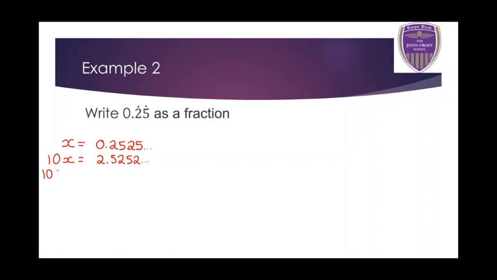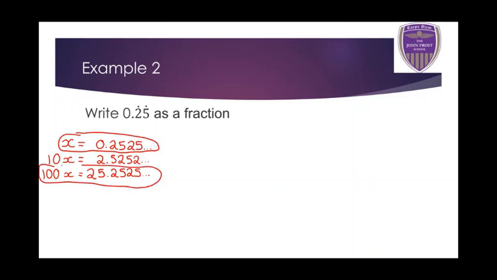What if I use 100x? So to go from 10x to 100x, I've just times it by 10 again. And all I've done there is move the numbers along one place value again. So now I've got 25.2525. Now that looks a lot better. Now I can use x, which is 0.2525. I can use 100x, which is 25.2525.